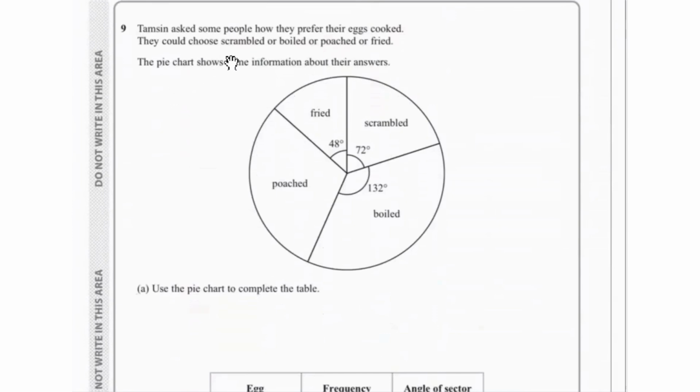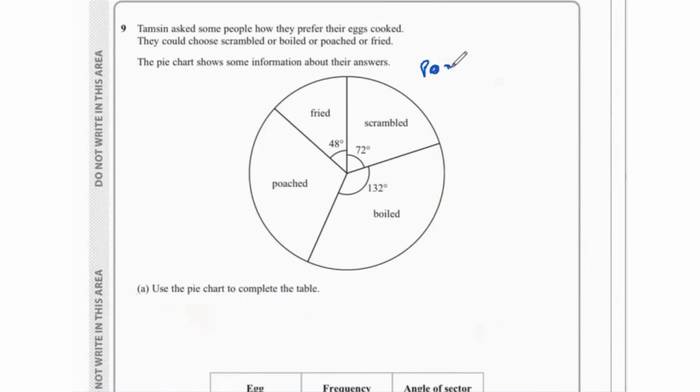Tamseen asked some people how they prefer their eggs cooked. They could choose scrambled or boiled or poached or fried. The pie chart shows some information about their answers. Use the pie chart to complete the table. So we have the angles for fried, scrambled, and boiled. So first, I would start with finding the angle for poached.